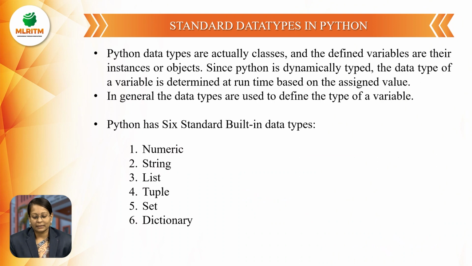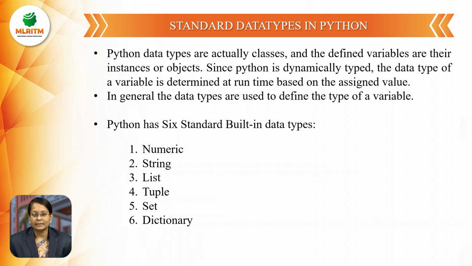Python data types are actually classes, and the defined variables are their instances or objects. Since Python is dynamically typed, the data type of a variable is determined at runtime based on the assigned value. In general, data types are used to define the type of a variable.